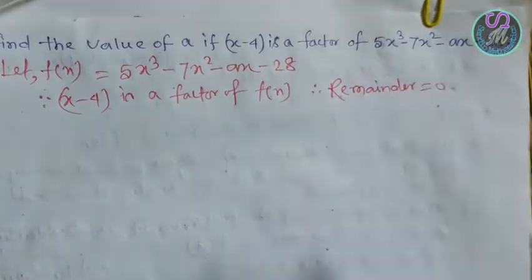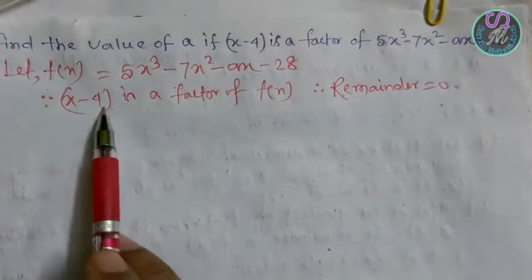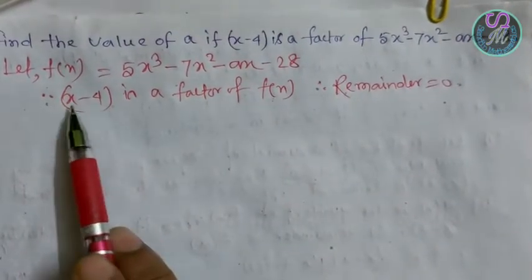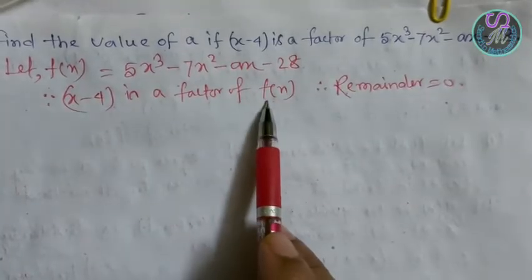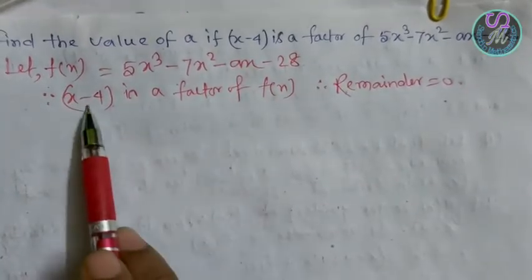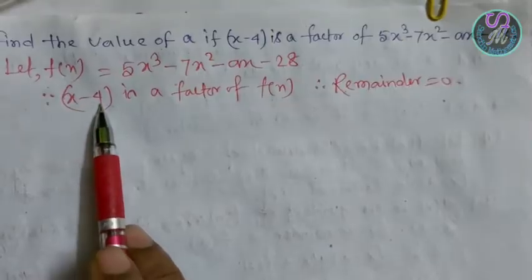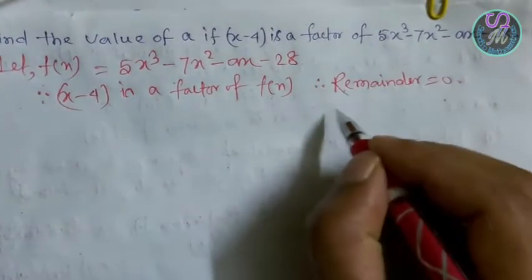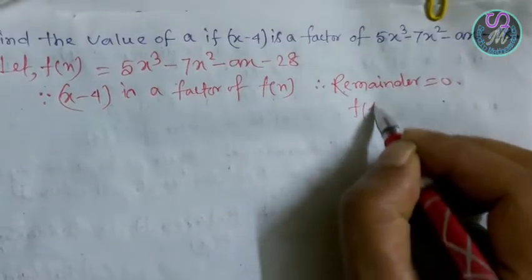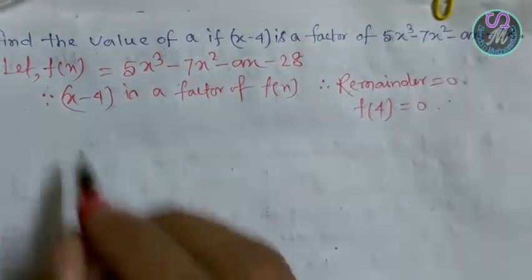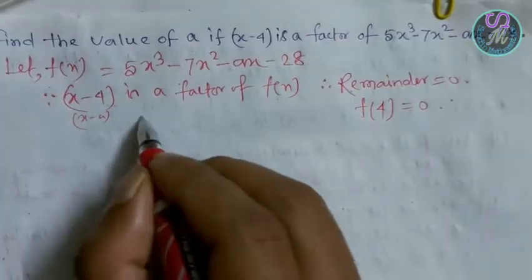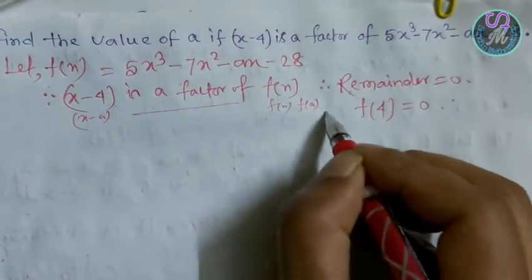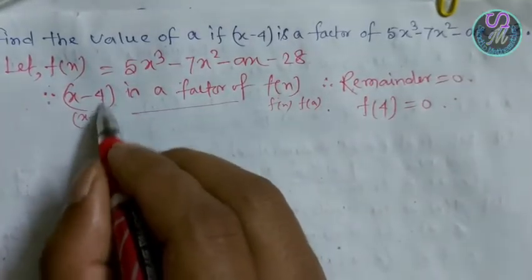If x minus a is a factor of f(x), then what is the remainder? The remainder is f(a). Here it is x minus 4, so in place of a we have to put 4. So the remainder is f(4). So f(4) is equal to 0. When x minus a is a factor of f(x), the remainder is f(a). So here a and 4 both are the same.